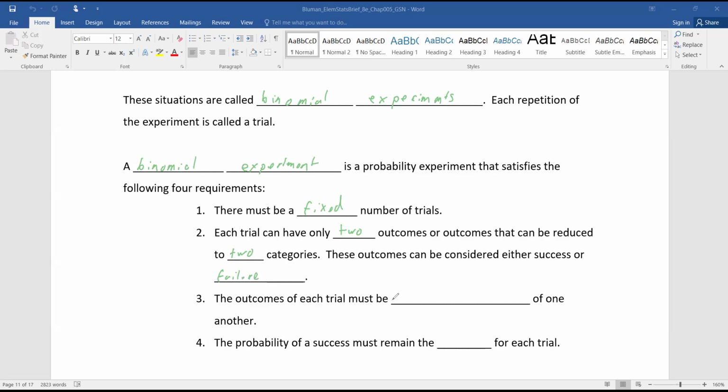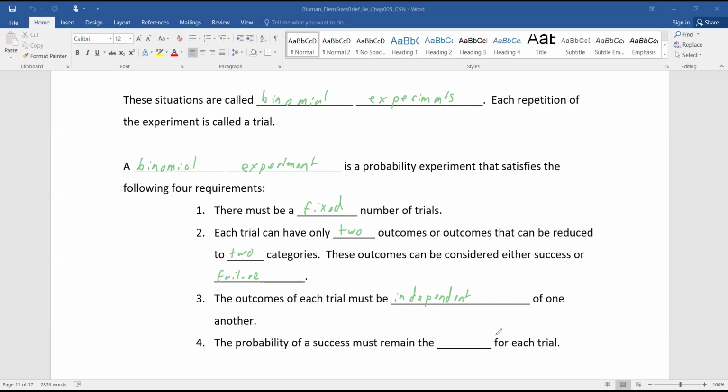The outcomes of each trial must be independent of one another. One cannot depend on the other. So if I wanted to know the probability of drawing a diamond out of a deck of cards, then I would be looking for the probability that it's a diamond or it's not a diamond. But if I pull a card out and I don't replace it, I'm now affecting what the next outcome is going to be. It has to be independent of another. So if I do that with the card, I have to put the card back.